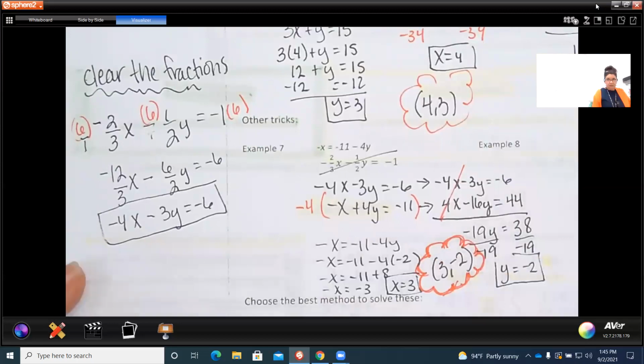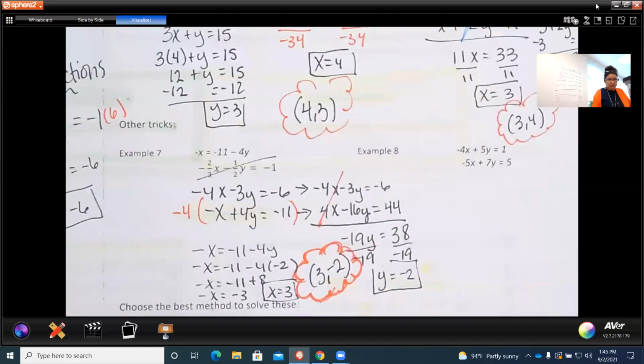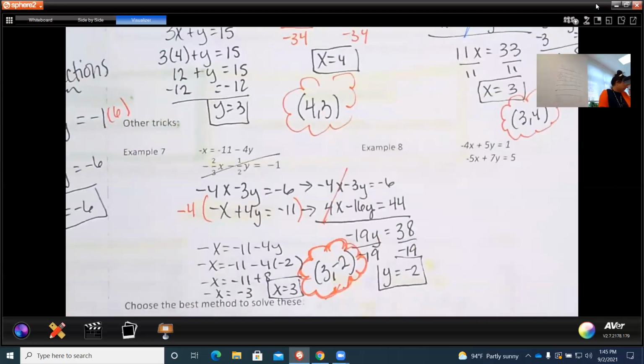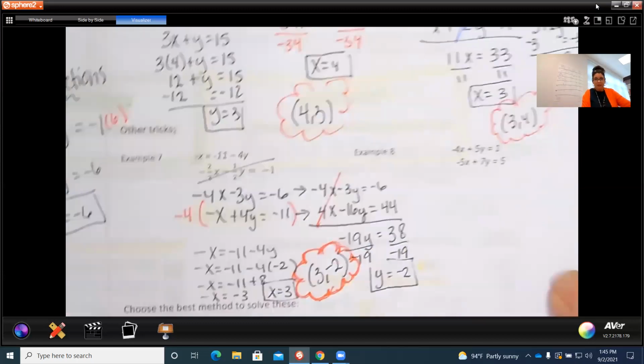Example 8. Anybody have questions on 7? Now, if I gave you that problem, I'd probably give it to you as a bonus problem on a test. You know what I'm saying? And if you got it right, I'd be so happy. You get so many bonus points.